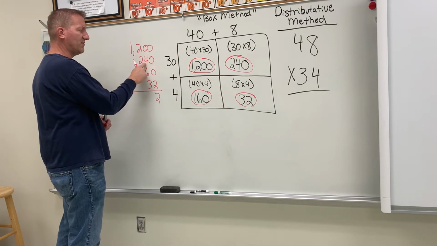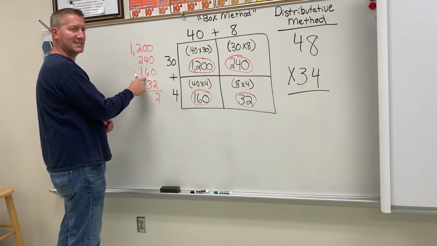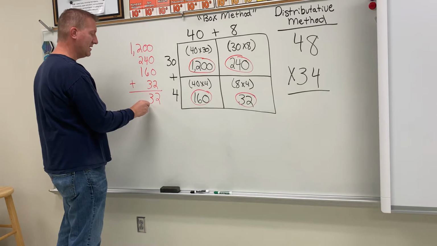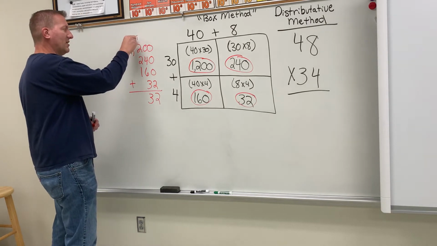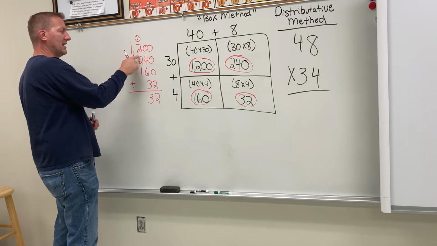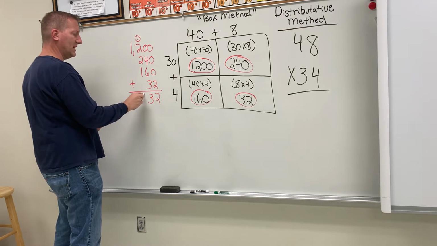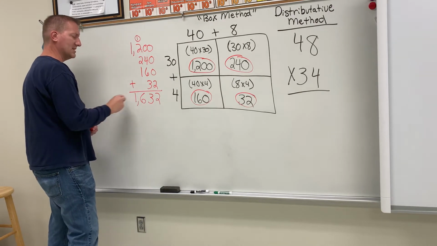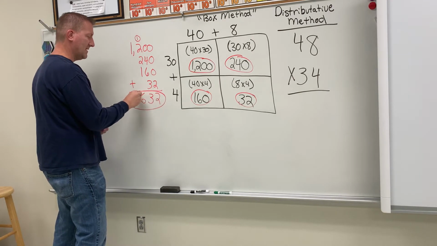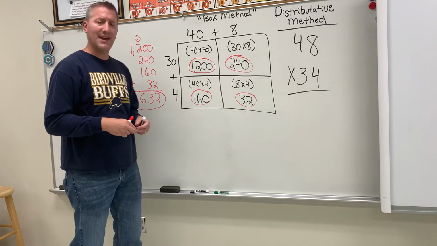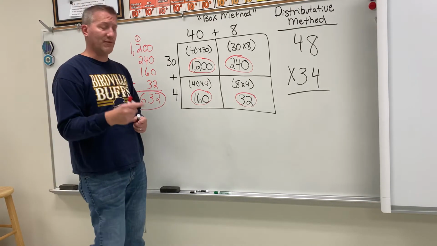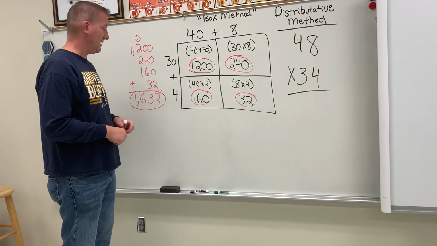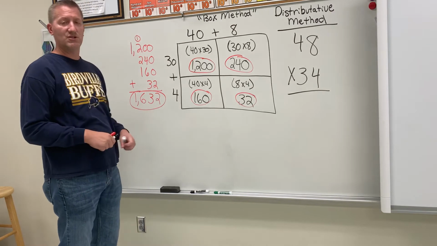Okay, 0 plus 4 is 4, plus 6 is 10, plus 3 is 13. And then I'm going to carry my 1. So that's 3, plus another 3 is 6, and 1 is 1,632. Okay, and you can check that on a calculator if you want, but that is the correct answer. Okay, it is 1,632.